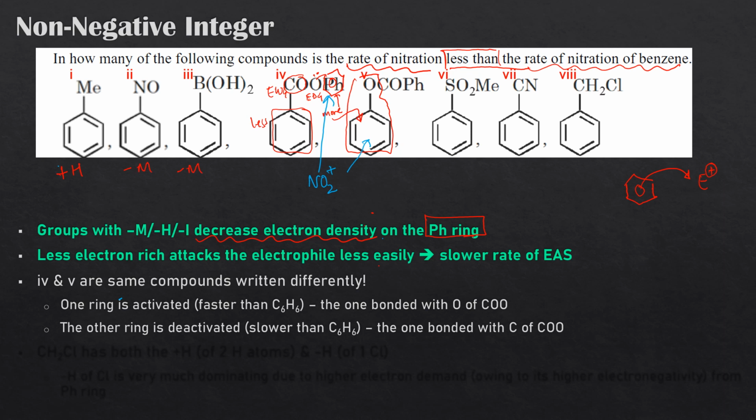This we just talked about. SO2, electron withdrawing nature of oxygen, pulls electron from sulfur, sulfur pulls from the benzene ring, that's going to be minus M, that's going to be slower.